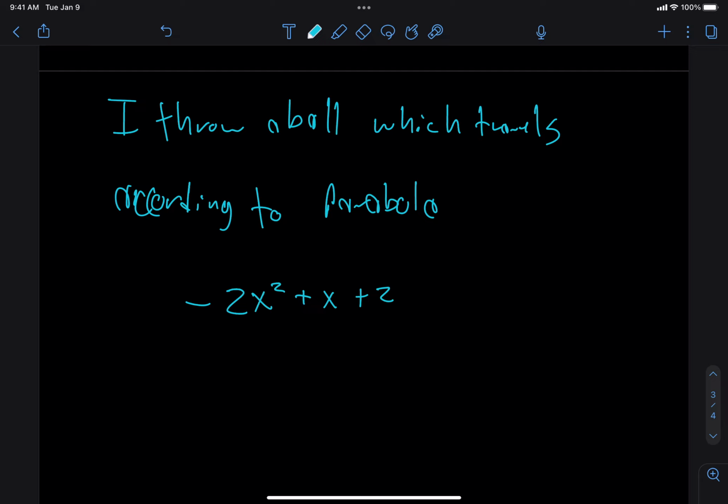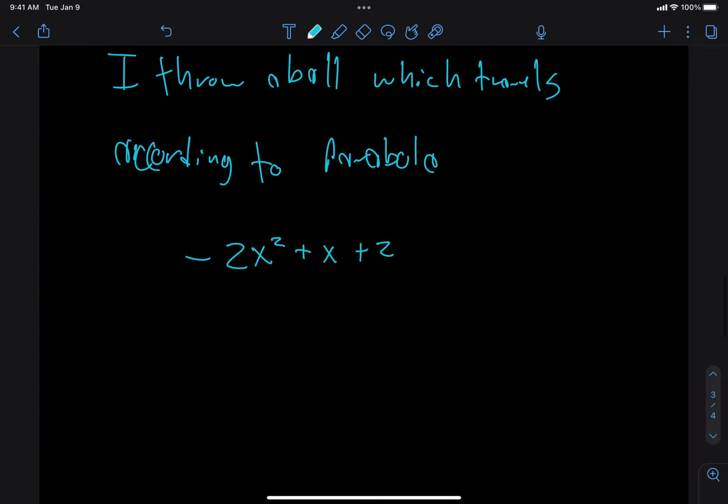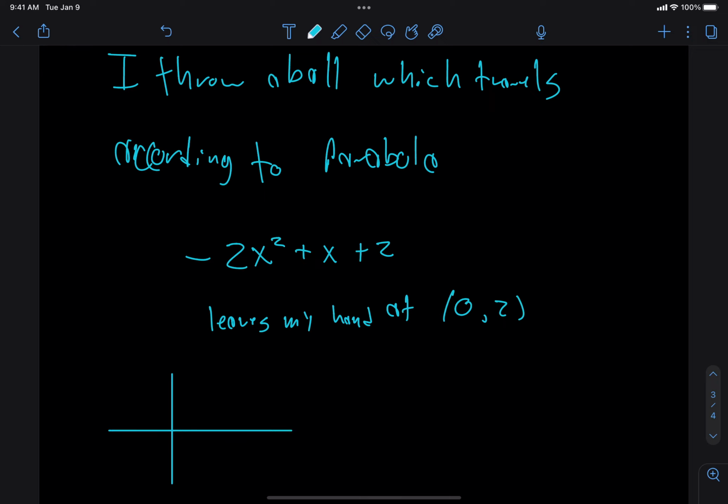Something like that I could ask you about. Okay? So let's say I throw it and it leaves my hand at the point (0, 2), right? So imagine something like this. You know this is a parabola which opens down, right? And if I plug in 0 for x, then obviously I just start at 2, right? And then the parabola is going to do probably something like this, right?